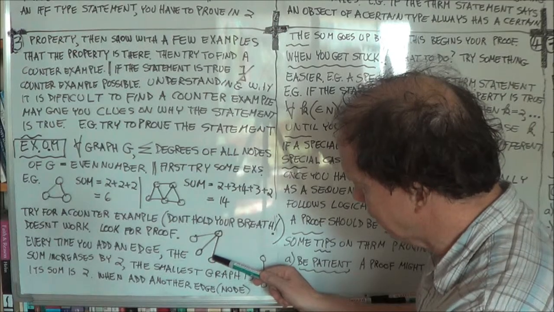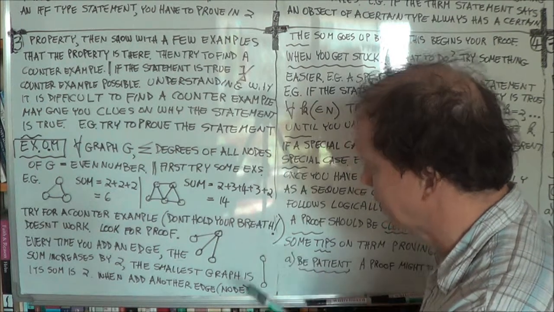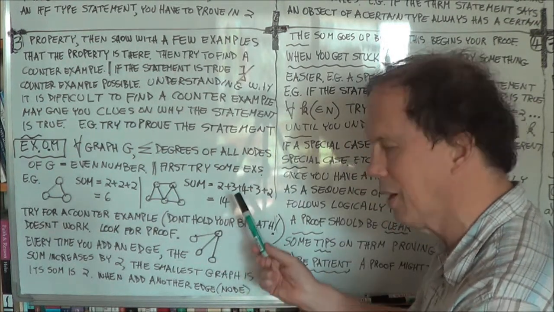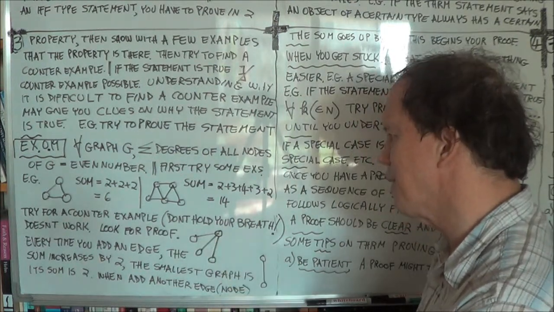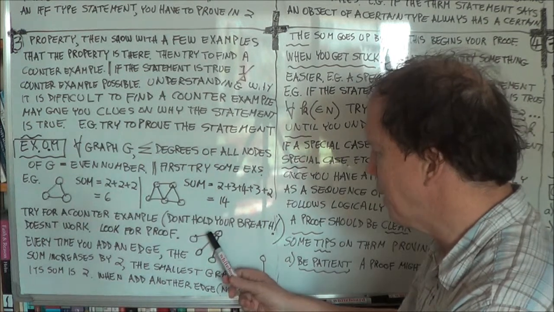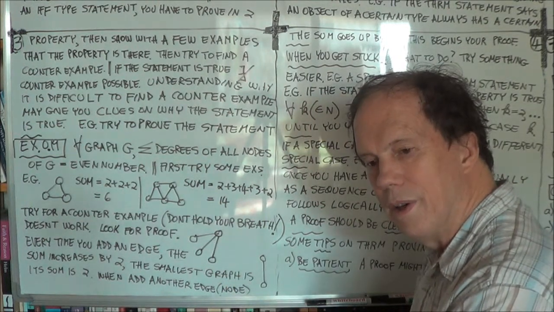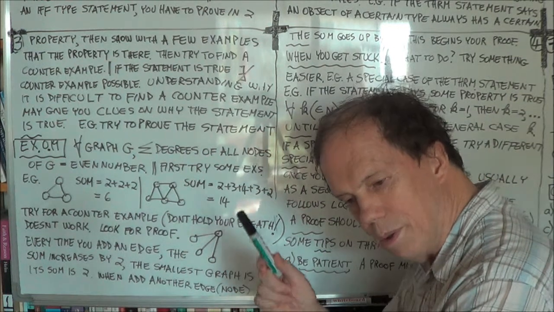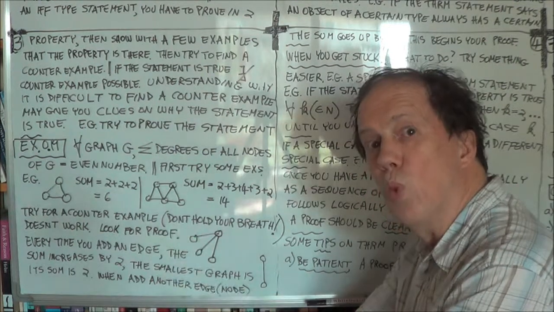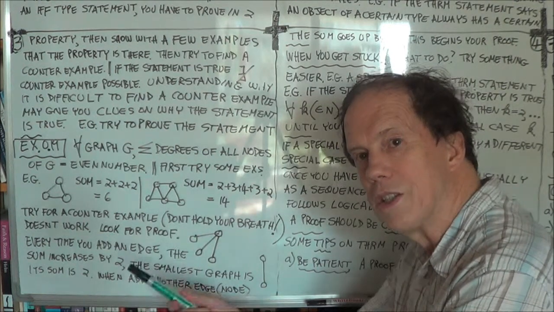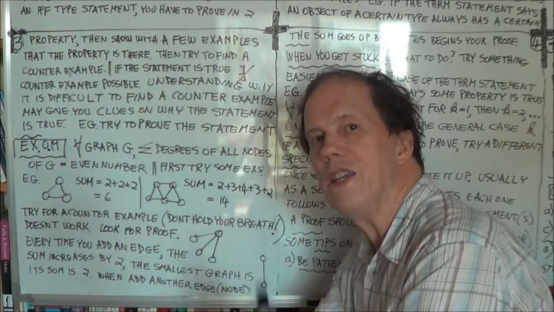Here the degree is 1, 1, 1, but here the degree is like 3. So 1 plus 1 plus 1 plus 3, again, 6, an even number. So now you're starting to get suspicious. Well, every time you add an edge to your graph, the total number of degrees goes up by 2. Right? You're starting to get suspicious that's the case. And that's probably the beginnings of your proof.